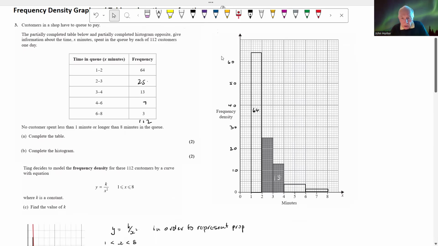Now, the thing with frequency density charts is that the area in each bar is proportional to the frequency. We're not actually given a scale here, but the common link between the chart and the table is this category, 3 to 4. If we just count up the squares, that's a good start. There's a width of 1 times a height of 13.